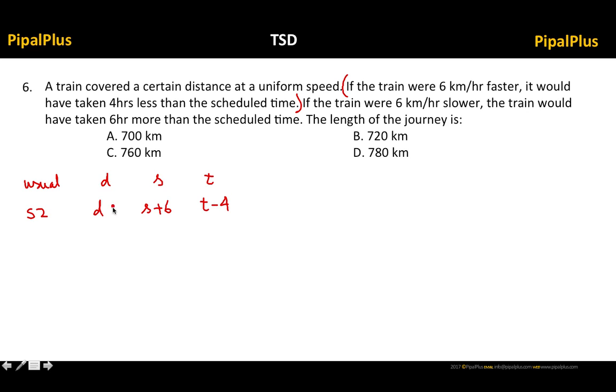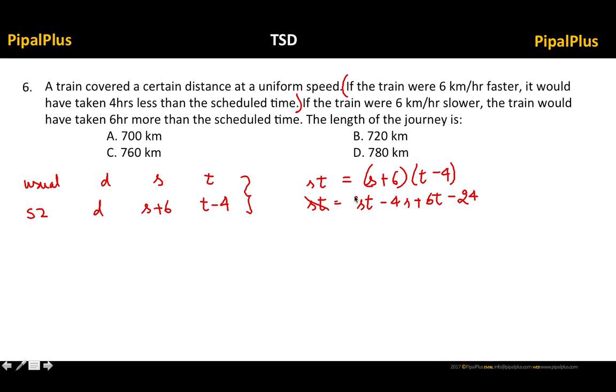Now you notice that in both these situations D is the same, so we get S1 T1 equals S2 T2. So let me just combine both of these. So S1 T1 equals S2 T2, right? So when I simplify this, I get ST equals, let's open these brackets up. I'll multiply S with T minus 4 to get ST minus 4S, and then I'll multiply 6 with T minus 4 to get 6T minus 24, right?